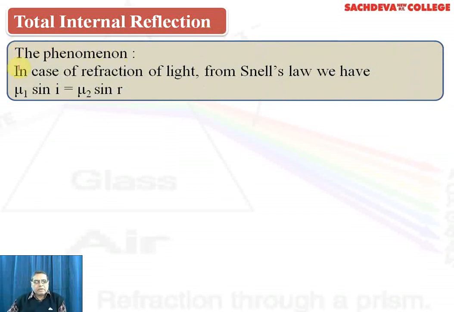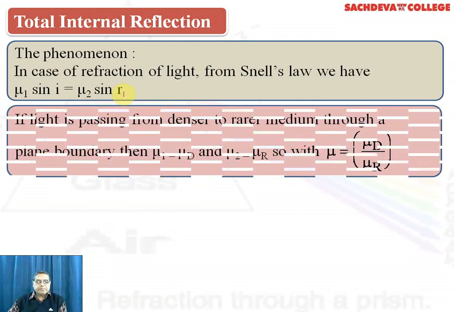So, total internal reflection, the phenomenon in case of refraction of light: according to Snell's law, we have mu1 sin i equal to mu2 sin r, where i and r represent the angle of incidence and angle of refraction. Mu1 is the refractive index of one medium and mu2 is the refractive index of the second medium.